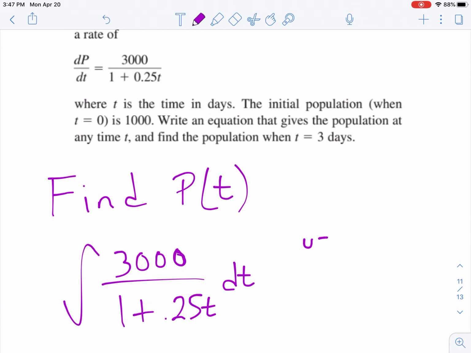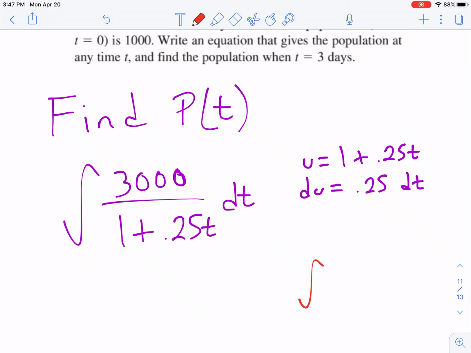So we're going to set our denominator equal to u, which is 1 plus 0.25t. We do our du, which the derivative of 1 is 0. The derivative of 0.25t is just 0.25 dt. Now, we need to adjust, because we need our integral to look like this, du over u, right? Then we know the integral of that is ln of u, right? But we have a problem here, because right now we have 3,000 dt as our numerator.